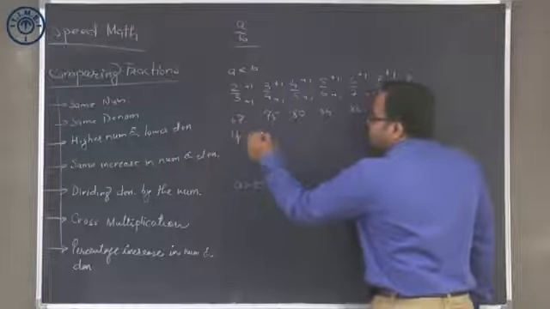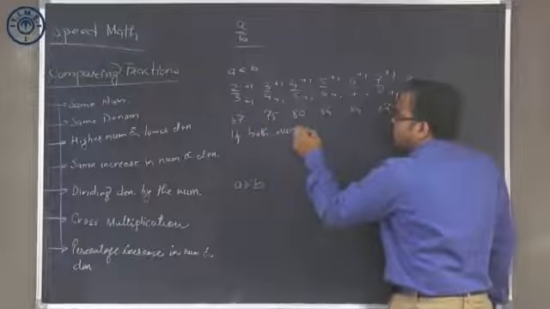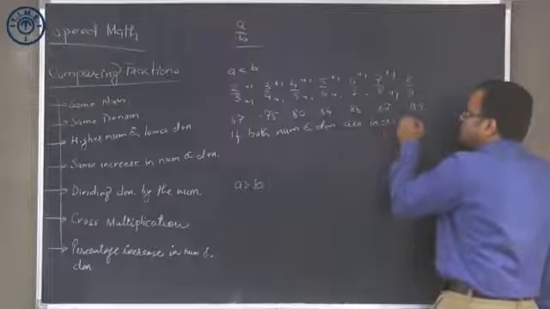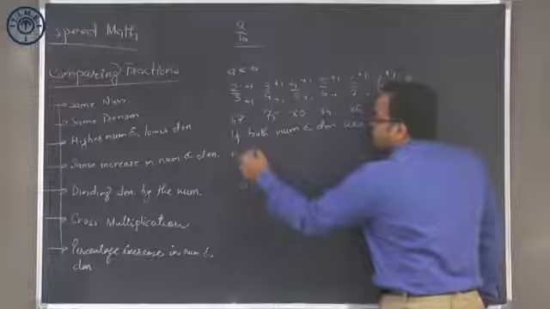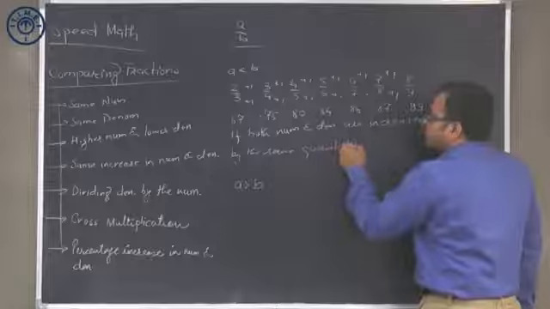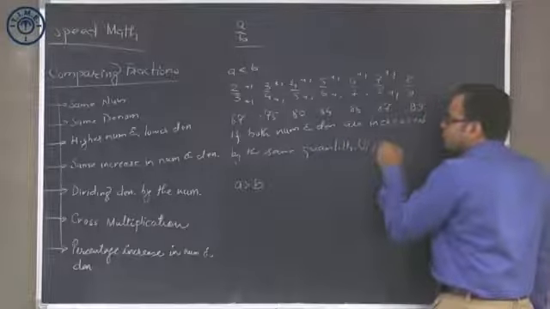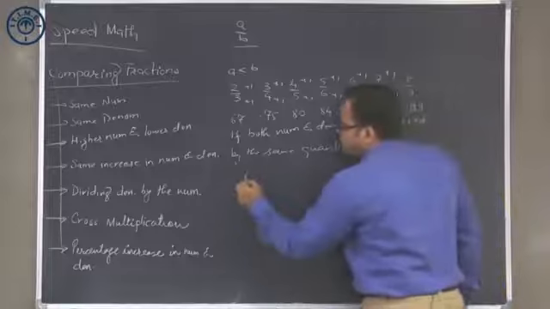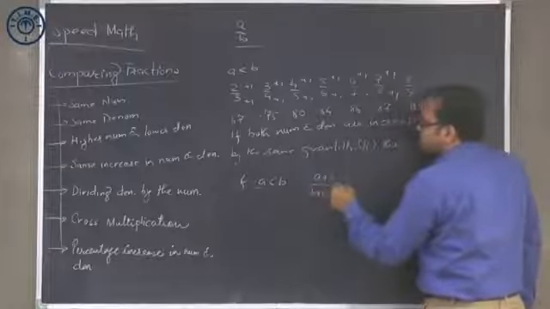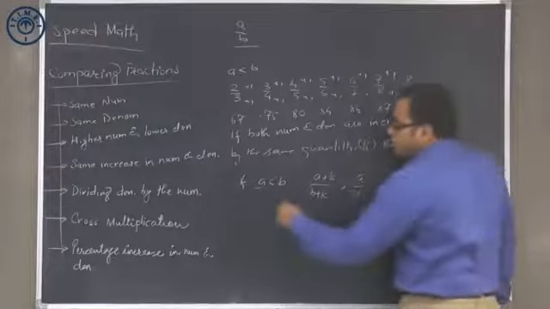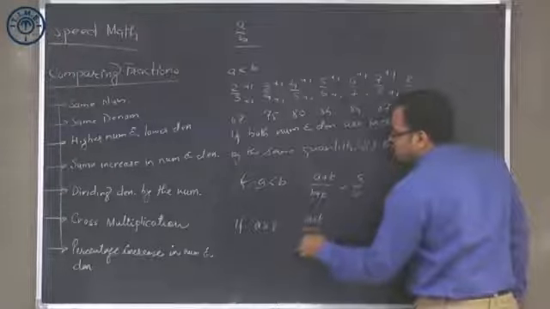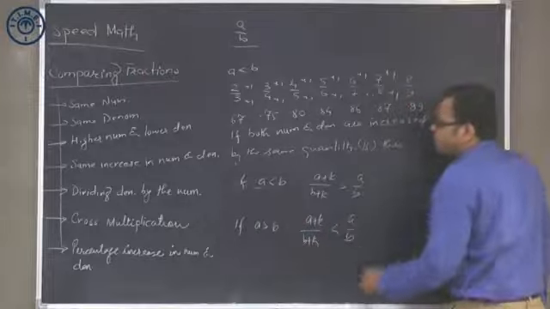if both numerator and denominator are increased by the same quantity, let's say k, then if a is less than b, then a plus k upon b plus k is greater than a upon b. On the other hand, if a is greater than b, then a plus k upon b plus k is less than a upon b.